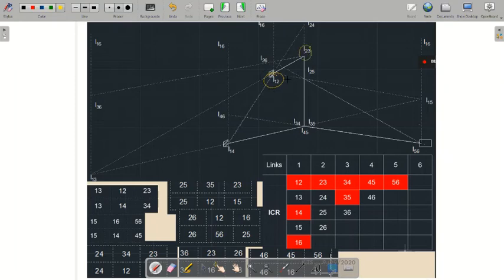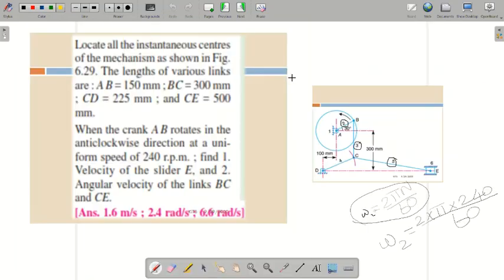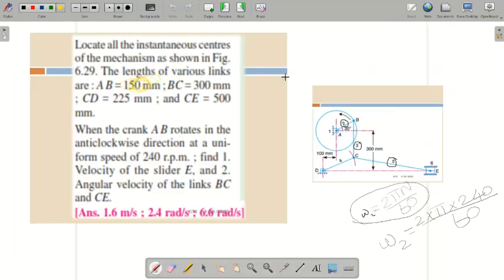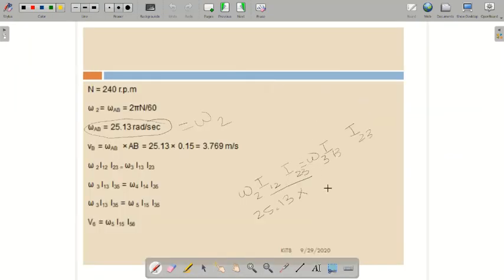Take your scale and measure it from the diagram. In the question they have given this value, 150 mm. Don't write this value. Go to the diagram. Measure the distance between 1 2 and 2 3. I hope for my diagram it is 3 centimeter. Okay? So write that value here.